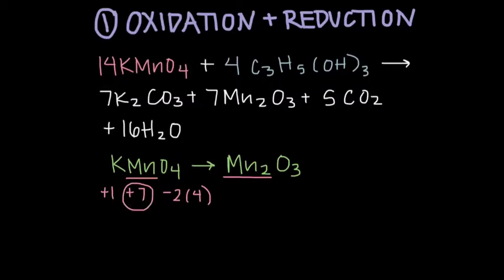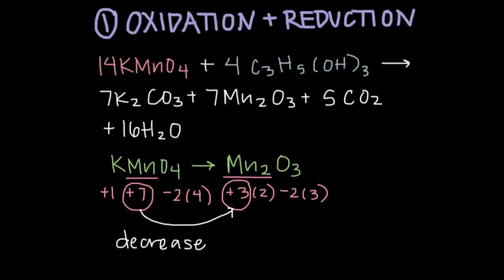Now let's look at the product, Mn2O3. We know that oxygen still has to have an oxidation number of -2, and that there are 3 oxygens in each molecule. So, to make the sum of the oxidation numbers equal to 0, manganese needs an oxidation number of +3, since there are 2 atoms in each molecule. As you can see, the reaction reduces the oxidation number of manganese from +7 to +3.